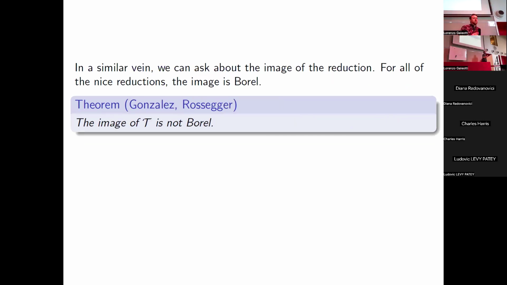Another thing you can ask is the images of the reduction. So for this tree of tuples, the image is not a Borel set. So if I show you a tree and I say, is this the kind of tree you could get as the tree of tuples of a structure? You can't really tell me whether it is or not. On the other hand, for all the nice classes, if I give you a graph that was produced by the construction I did yesterday, you could look at it and you could, in a Borel way, say yes, this is the kind of graph that we produced from this construction. So this is a big difference between these kinds of universal constructions and the ones for trees and linear orders.